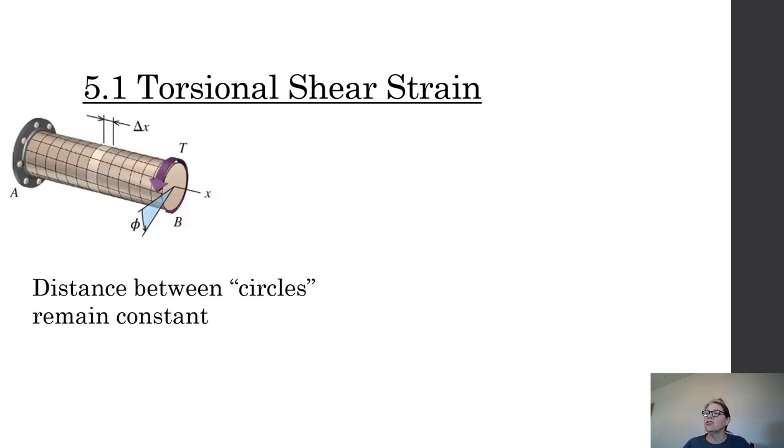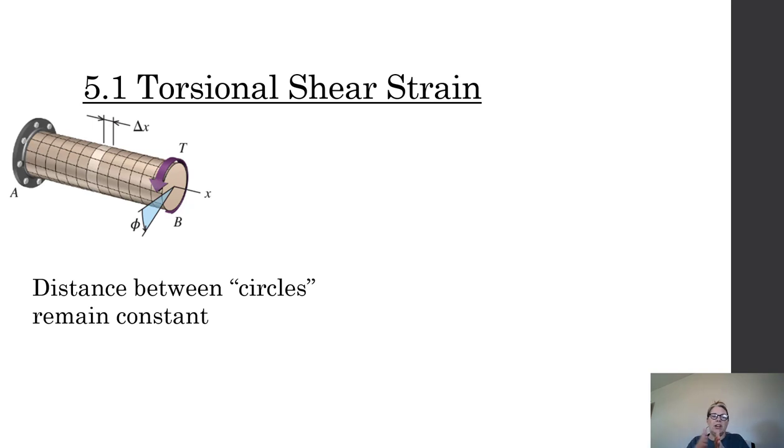So let's take a closer look. If we want to look at the distance between the circles, we've already said that they remain the same. It's like slicing bread. As I'm slicing that, we're not doing shear stress slicing, but if I were to take the bread, twist it, and slice it, it's still the same distance between.